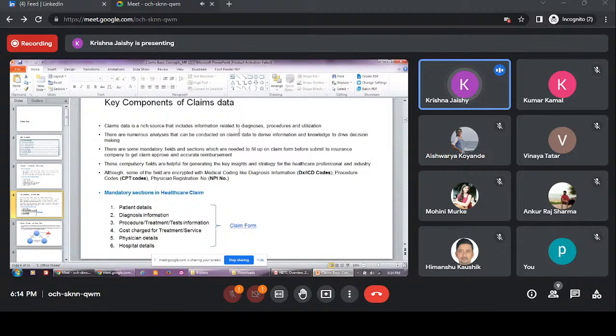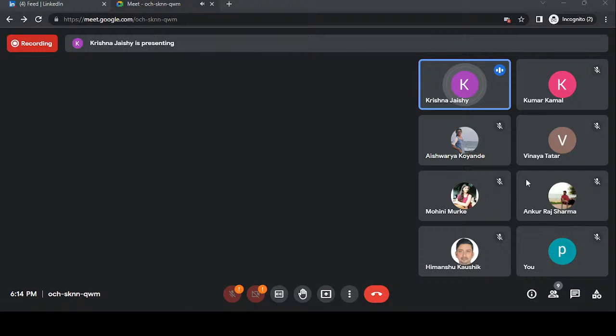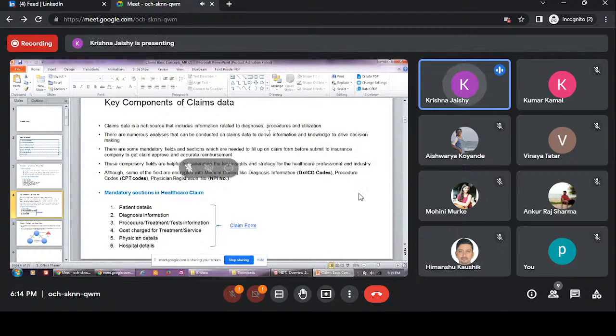It includes information related to diagnosis, procedure, and utilization. Okay, this is clear, right? That it's straightforward, right? Diagnosis, procedures, and utilization. What are the procedures that I've been doing? That also will be mentioned in the claim form. Okay, there are numerous analyses that can be conducted on claims data to derive information, knowledge, utilization, basically.